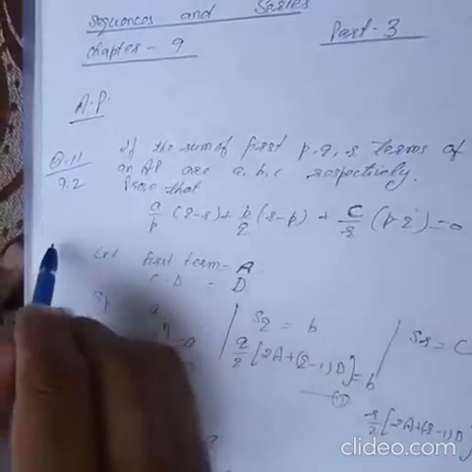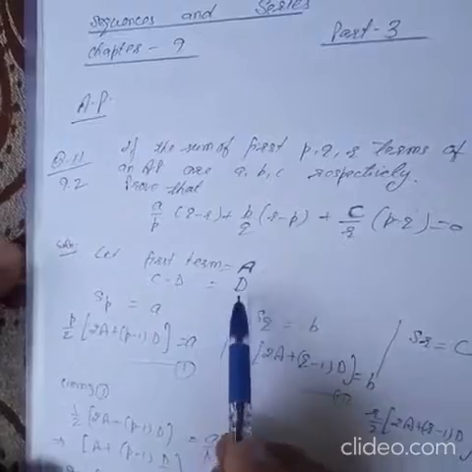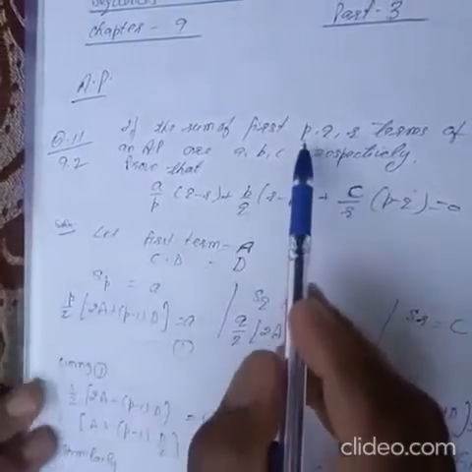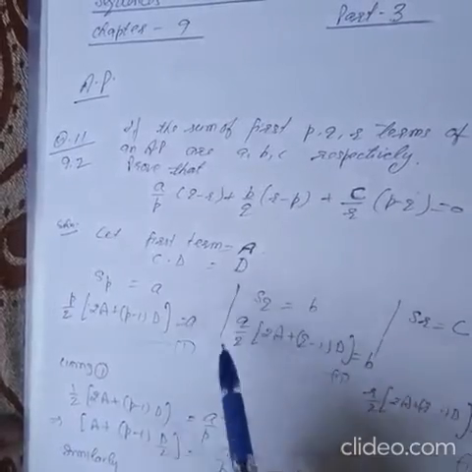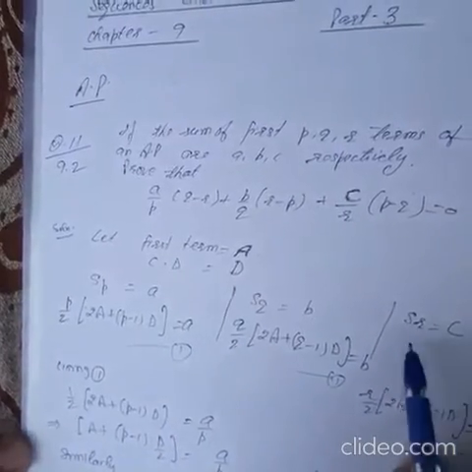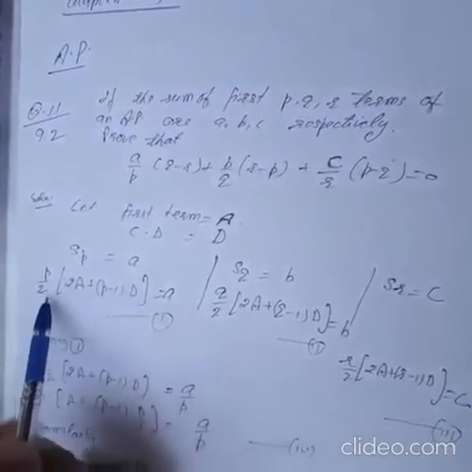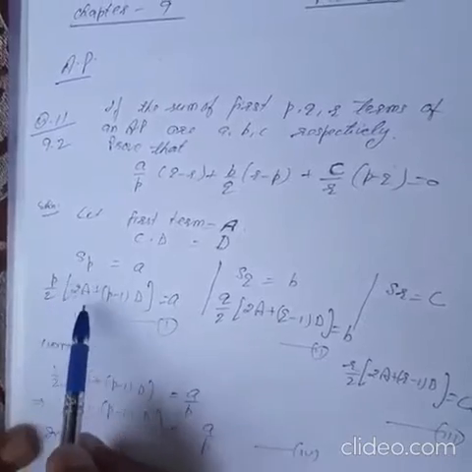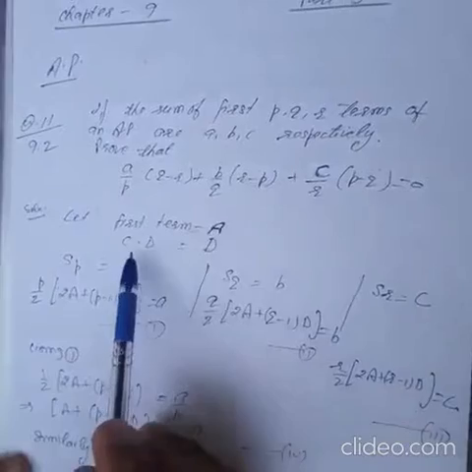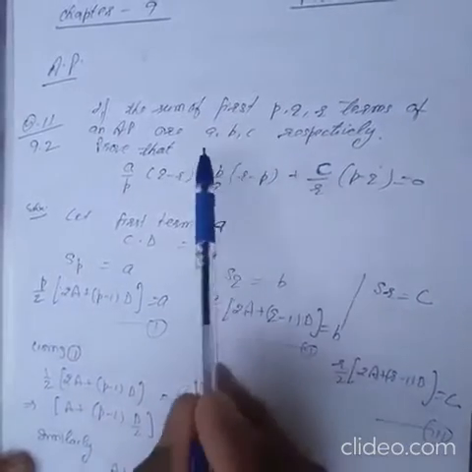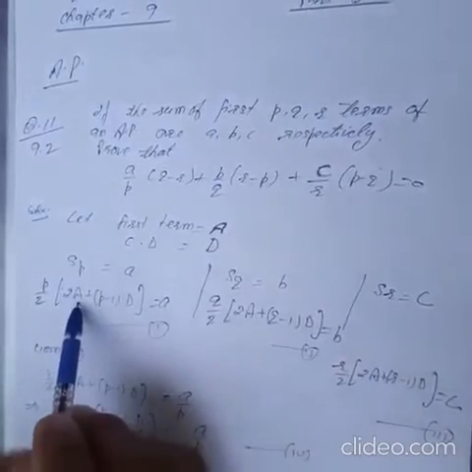For the solution, let the first term be A and the common difference be D. Then the sum of p terms is given to us as a, the sum of q terms is given as b, and the sum of r terms is given as c. So apply the formula. Sp using the Sn formula can be written like this: p by 2 into 2A plus (p minus 1) into D. We have taken the first term as capital A and the common difference as capital D because small a is already there in the statement.